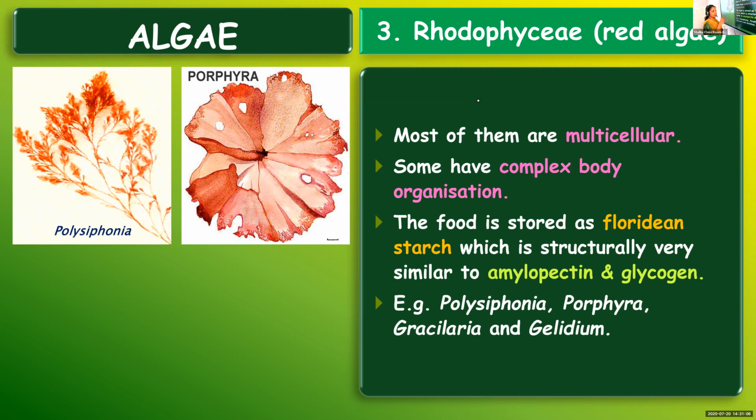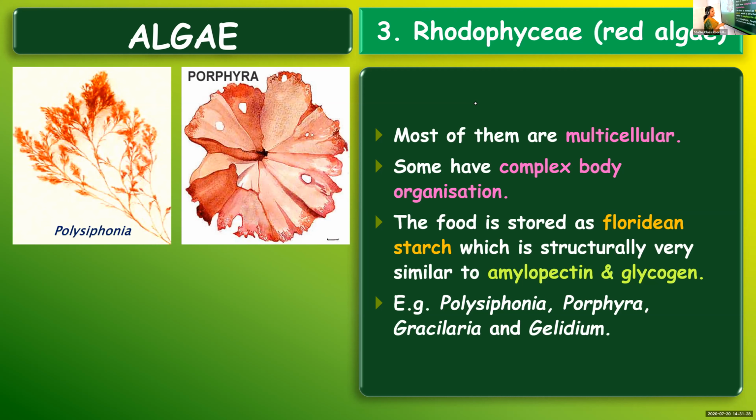It doesn't mean that amylopectin and glycogen are being stored. Don't get confused. The storage form of food is Floridian starch, but it resembles amylopectin and glycogen in its structure. Okay. Examples are Polysiphonia, Porphyra, Gracilaria, and Gelidium.